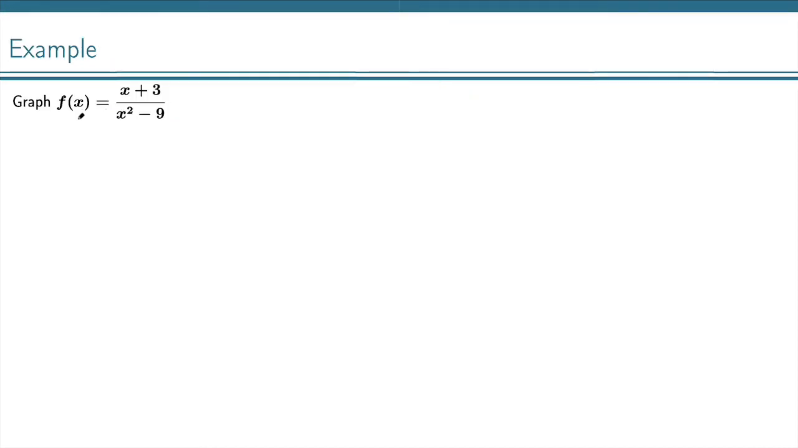We have here the function f of x equals x plus 3 over x squared minus 9. We will start by reducing this. That means that we want to factor completely our denominator. This is a difference of squares, x squared minus 3 squared. So this factors as x minus 3 times x plus 3. And now we have a common factor of x plus 3, and so we can cancel it out, and we are left with just 1 over x minus 3.